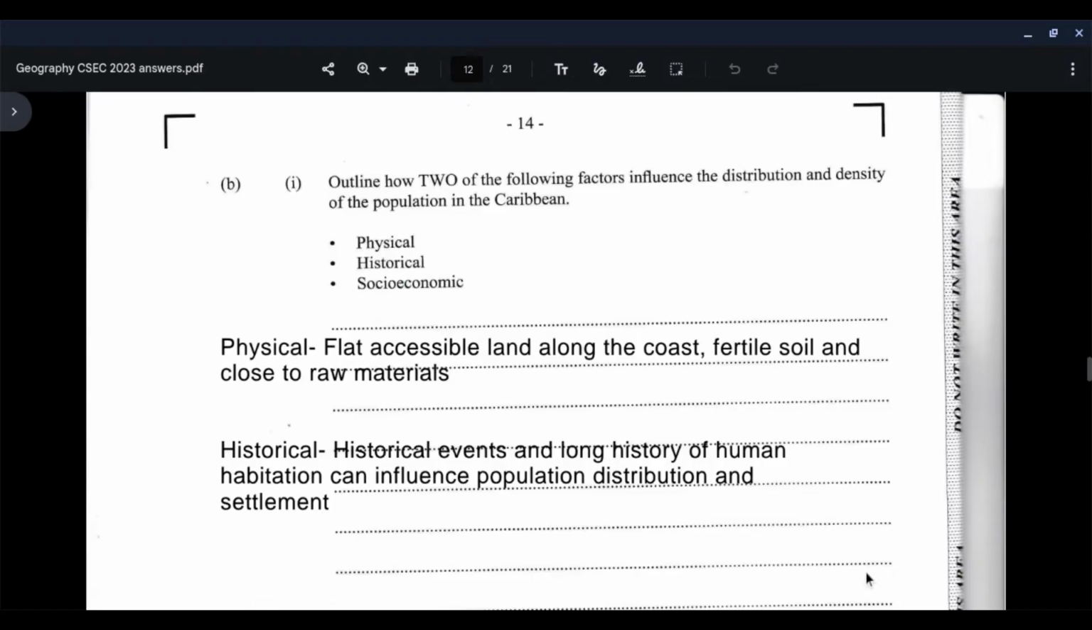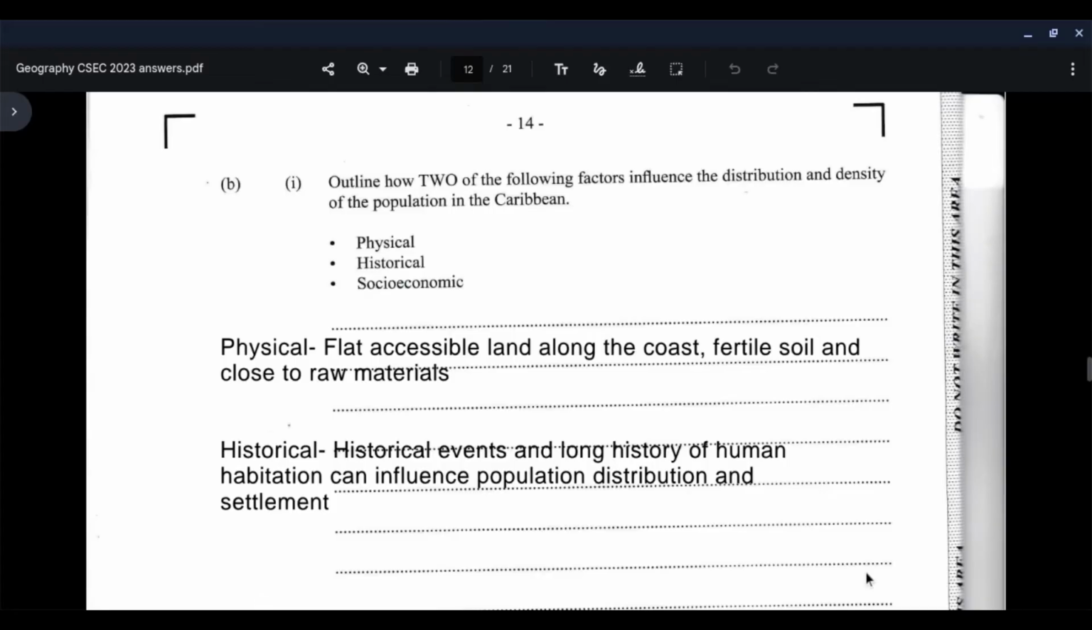Now remember that population distribution describes the way people are spread out over a given region, while population density refers to the number of people in a square unit of area in a given place. So population distribution and density are affected by many factors such as physical, historical, and socioeconomic factors. We're going to look at each.